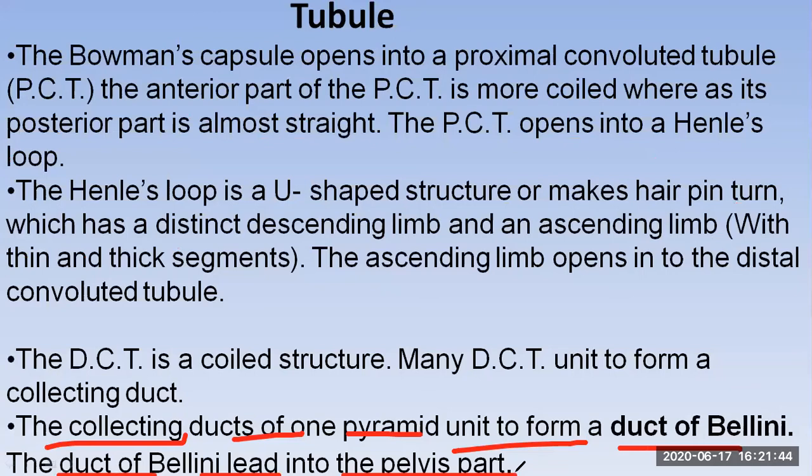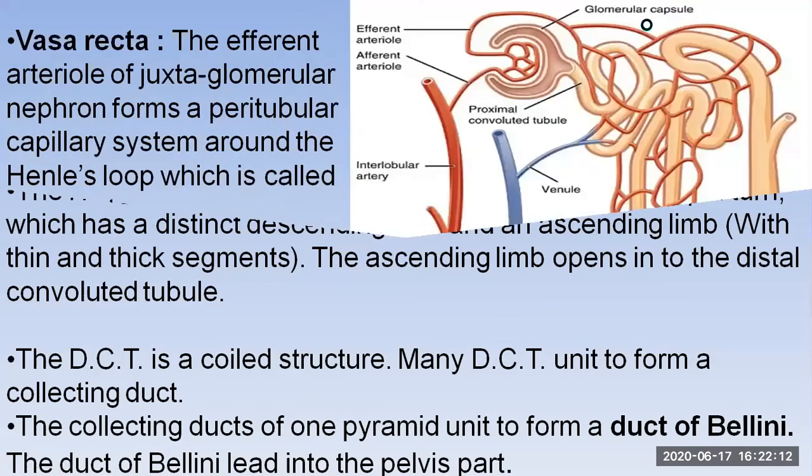So that means here it is saying the collecting ducts of the one pyramid, because we have to see a pyramid-like structure. In between they have the collecting duct. So this is the collecting ducts of the one pyramid. Okay, and they unite to form a duct of Bellini. This is called the duct of Bellini. Okay, so this is a very important structure, they have already asked it in your NEET exam.